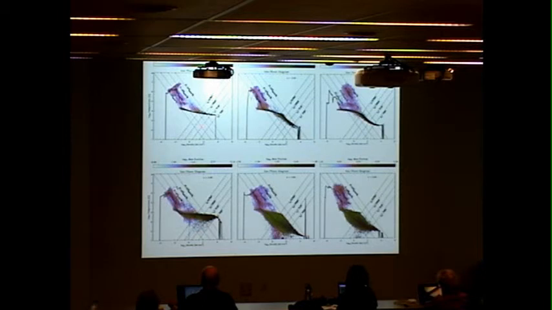And so if you have no feedback, of course, the cooling stops at around 10 to the 4 K or so because you have no metals. If you have metals and you have different star formation recipes, you see that the phase diagrams are completely, massively different. It's just because the metals are getting mixed much, much more.